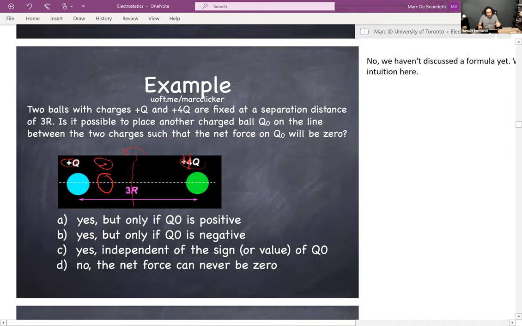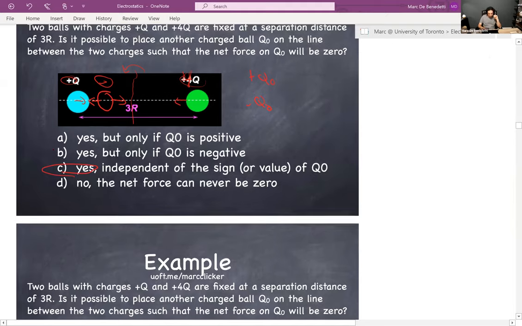a negative charge, instead of having repulsion forces, you'd have attraction forces. So you'd have an attraction with this guy, and then you'd have an attraction with this guy. Either way, for either a positive Q naught or a negative Q naught, there would be a location where the sum of the forces, the net force, would balance out. So the answer in this case would be C, yes, independent of the sign or the value of Q naught.